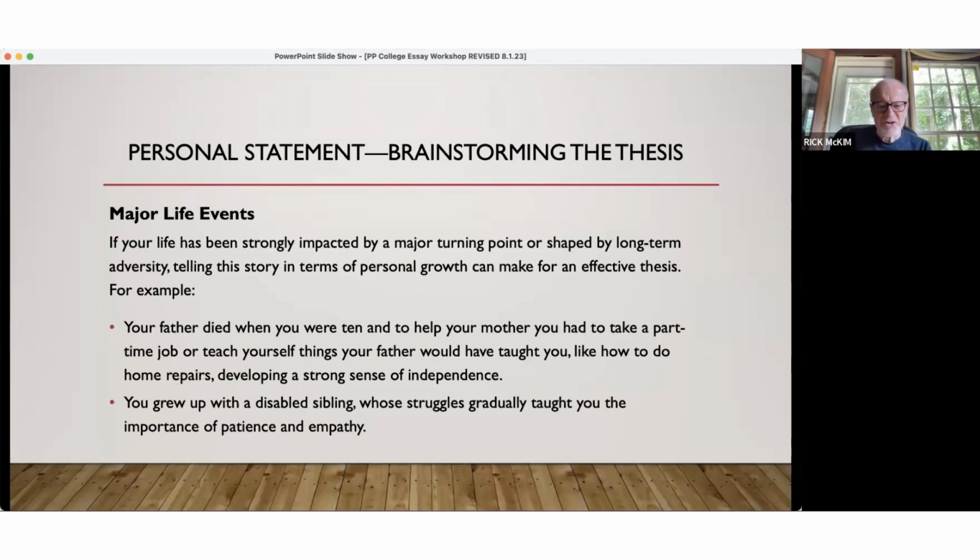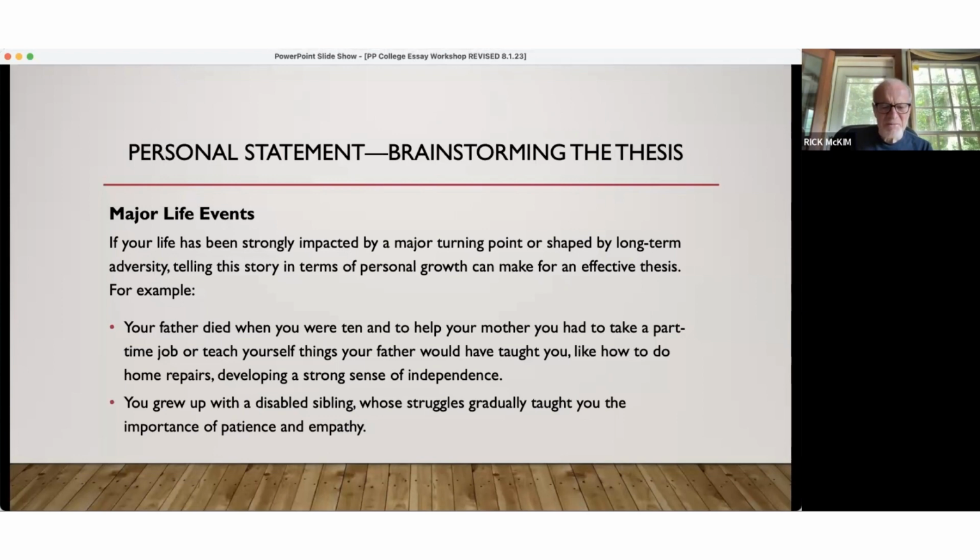And this developed in you a strong sense of independence. So you became an independent thinker as well as an independent doer. And so your father's death turned out to be a positive influence on your life. That makes a good story.